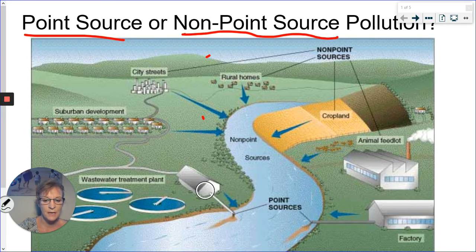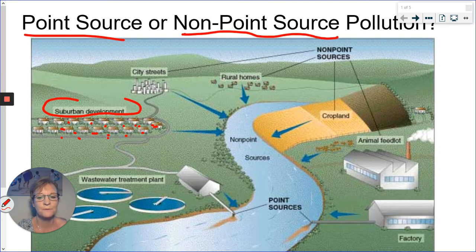Non-point source is a little bit harder to identify, and it comes from all over. Over here on the left, you see this suburban development. Any kind of runoff in these people's yards, fertilizer, dog poop, oil from changing the oil on their cars, stuff dripping from their cars, anything that is on the ground can run off when it rains.